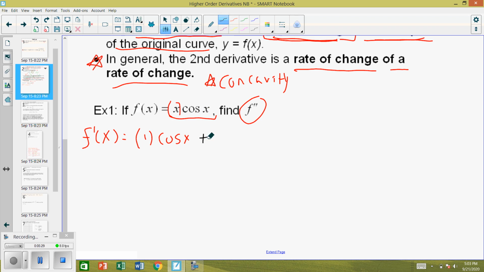Plus, keep the first the same, and then the derivative of cosine is negative sine. All right, that's the first derivative. Now, when asked for the second derivative, I always recommend simplifying this down as best I can. So this is a good instance when you would simplify down the first derivative. That's just cosine of x minus x sine of x. Just write it a little bit nicer.